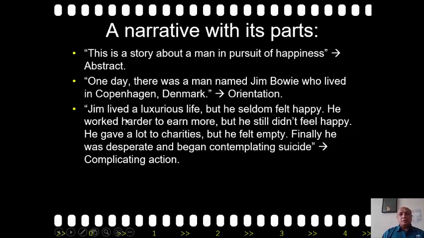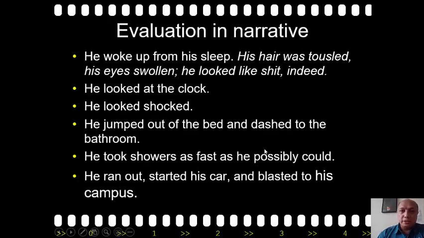"Jim lived a luxurious life, but he seldom felt happy. He worked harder to earn more, but he still didn't feel happy. He gave a lot to charities, but he felt empty. Finally, he was desperate and began contemplating suicide." Now you can feel that there is a complicating action here. You can feel that the thrill, the tension is increasing from one sentence to the next. So that's complicating action.